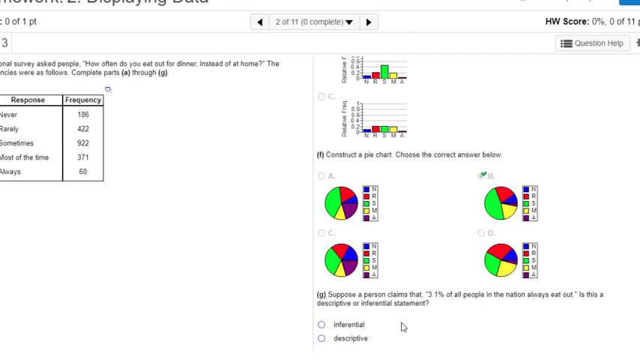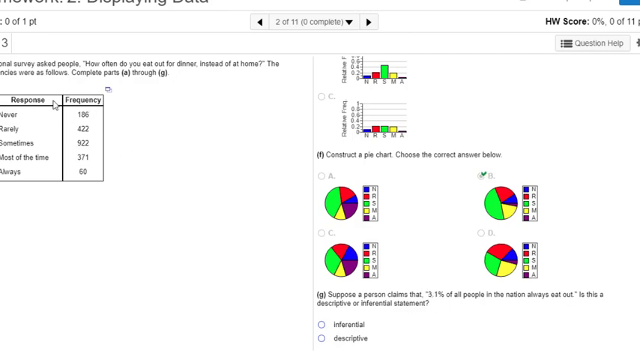Okay, then part G, these are actually sometimes the hardest ones. The crunching out part is often not going to be super hard. It's kind of tedious sometimes to know where some of the options are, but being able to make conclusions based on this is harder. So in this case, it says, suppose a person claims 3.1% of all people in a nation always eat out. Is this a descriptive or inferential statement?